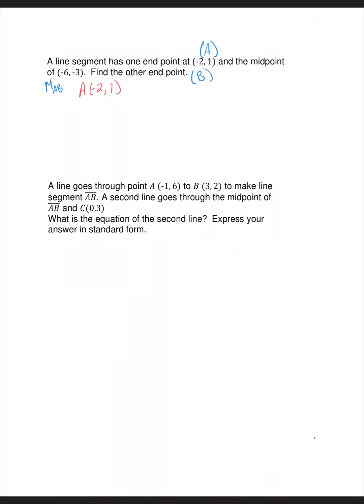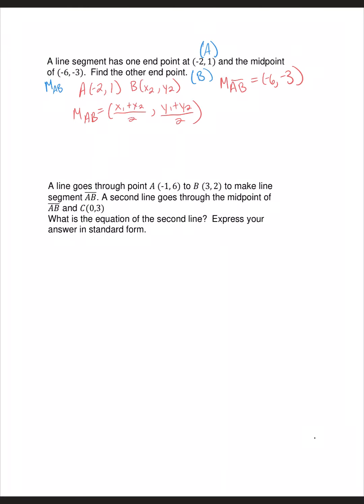Right now we don't have B. So B, let's call that our x2 and our y2, because we don't know what that is. And then we'll say that the midpoint of AB is equal to (-6, -3). We can substitute into that midpoint formula and plug in what we have. So the midpoint of AB is going to equal, just write that formula down, (x1 plus x2) divided by 2, and then (y1 plus y2) divided by 2.